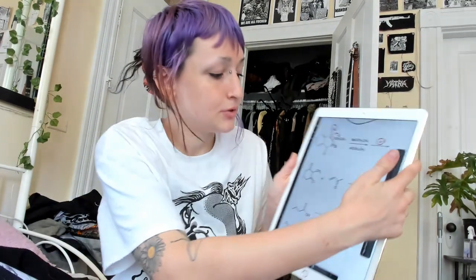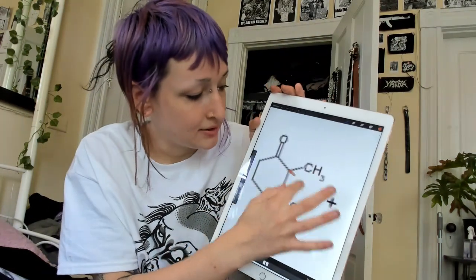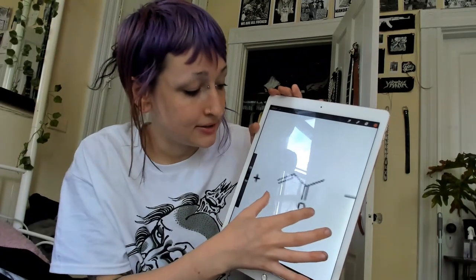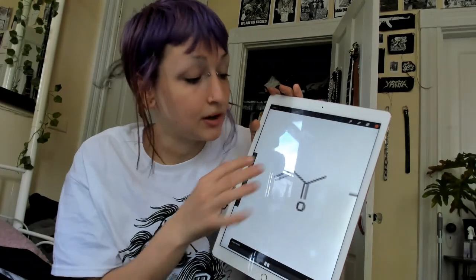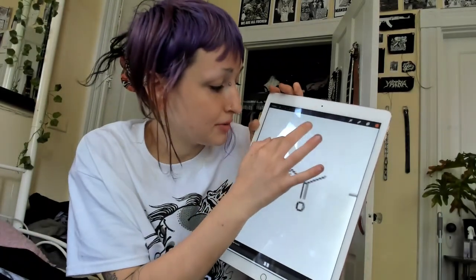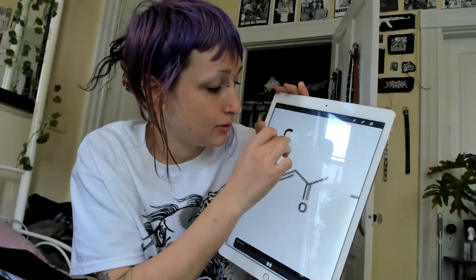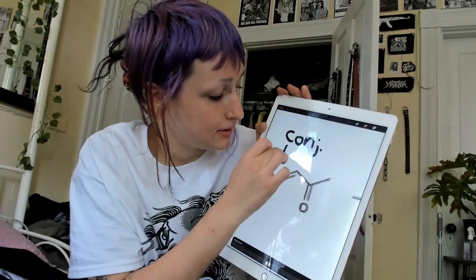Our next question, I see immediately two very important things. I see a beta dicarbonyl hydrogen, and I see a conjugated system here, a conjugated ketone. So I'm just going to write down what I see to get it out in case I might need to remember something about it later. Conjugated ketone.